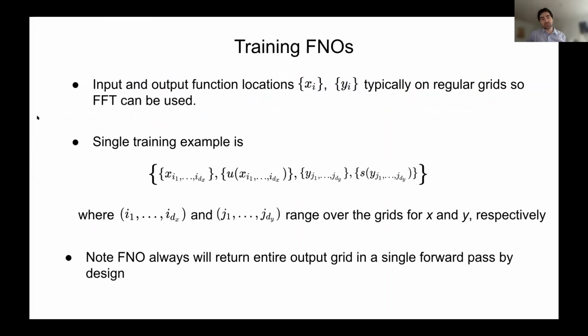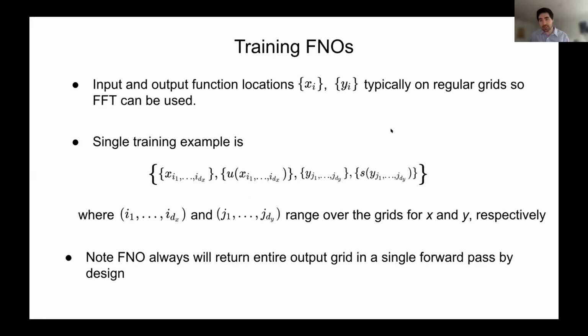Okay, so now just some comments on organizing training data sets for Fourier neural operators. Typically, if we're going to be using the fast Fourier transform, we're going to want our measurement locations for the input and the output to be on somewhat regular grids. So in this case, a single training example would be this grid of input function locations, the associated function values there, and then we have the grid of output locations and the associated function values there.